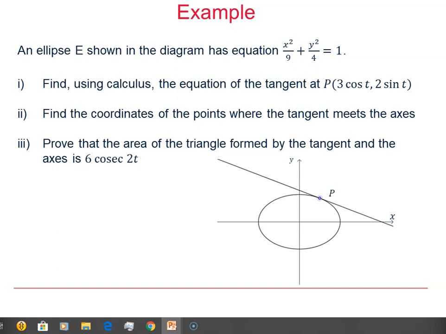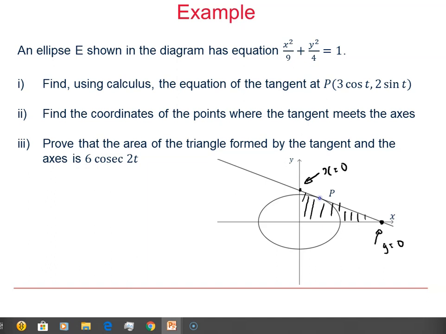Once we've done that, we want to find the coordinates where the tangent meets the axes. So we've got the equation, and to meet the axes we simply set y equal to 0 at this point here, and x equal to 0 at this point here, to find the coordinates of those points. And then we're asked to show that the area of the triangle produced by those points and the origin, this one here, is equal to 6 cosec 2t.